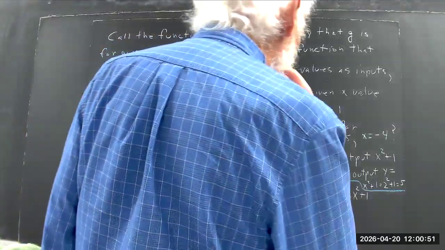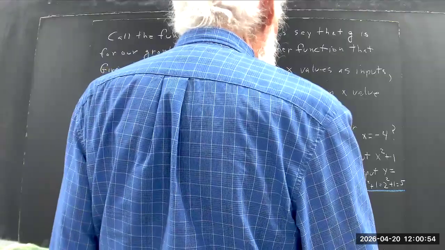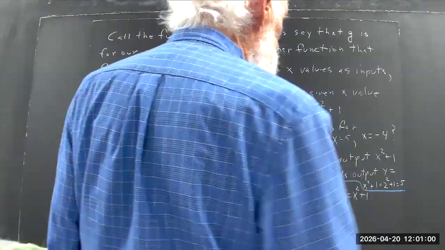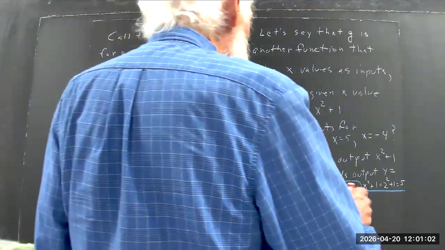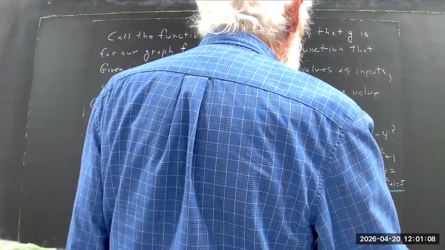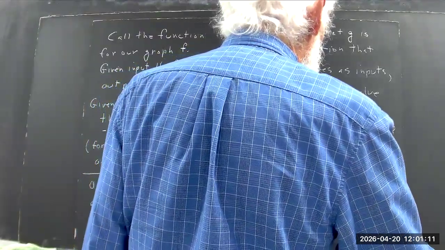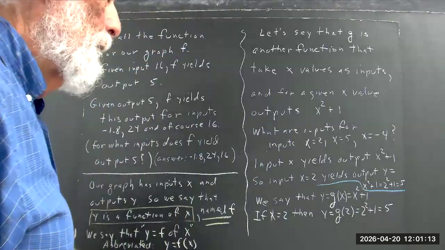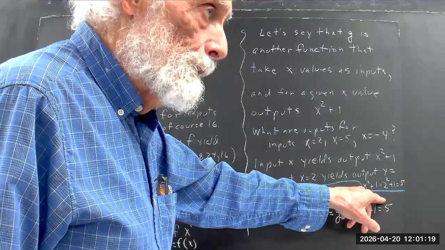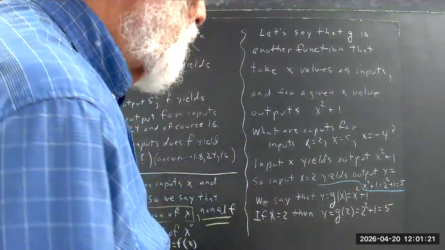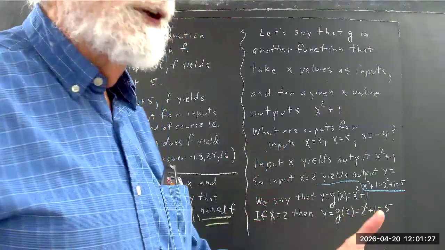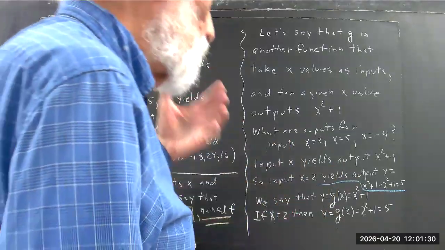If x equals 2, then y, well, if x equals 2, we get y equals g of x equals x squared plus 1. If you replace x by 2, we get y equals g of 2 equals 2 squared plus 1 equals 5. We don't have to write it in this form to answer the question, but if we put it in this form, it makes things a little clearer and a lot easier to talk about this function because we've given it a name. It's the function g.